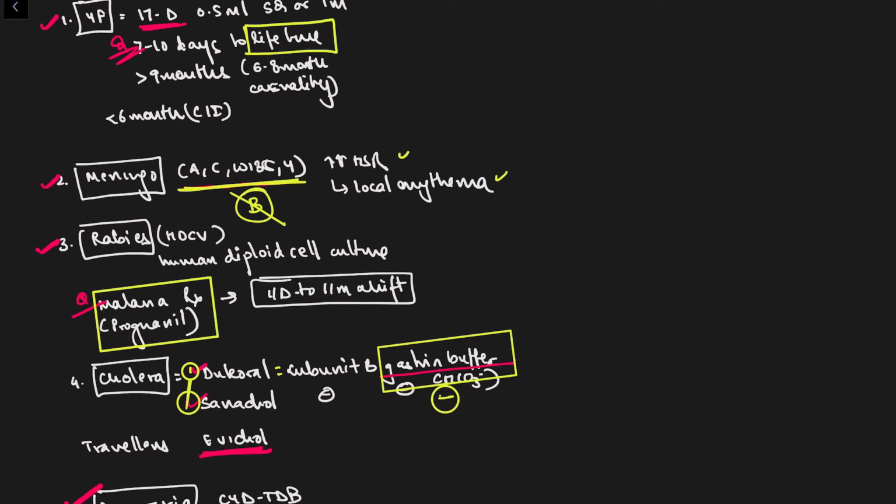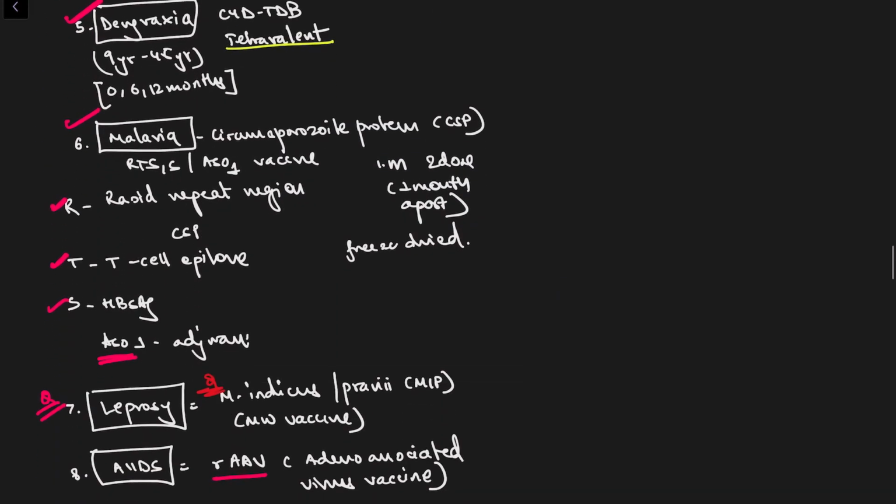Then in travelers, the vaccine used is Vivotif. Dengvaxia is a tetravalent vaccine for dengue. Malaria vaccine, it is a circumsporozoite protein, and it contains a repeat region, T cell epitope, and HBsAg. The adjuvant is aluminium oxide.